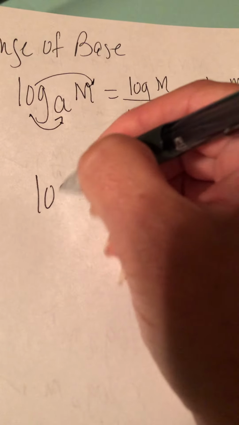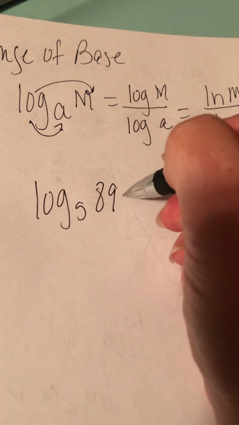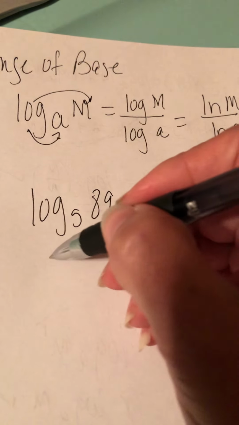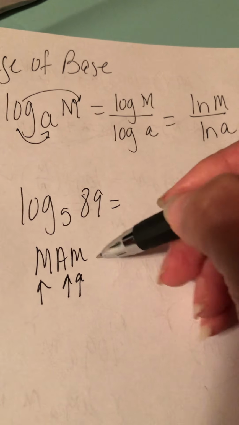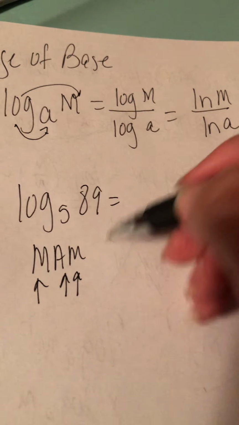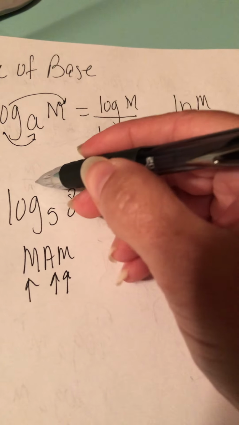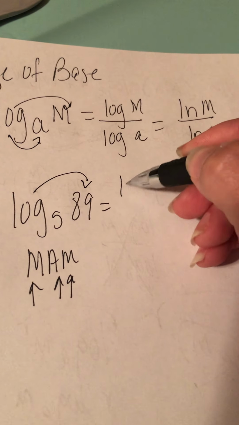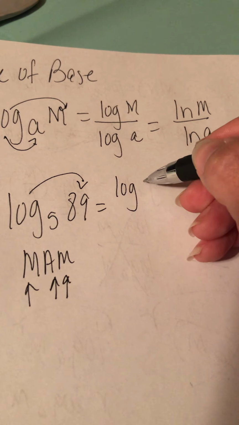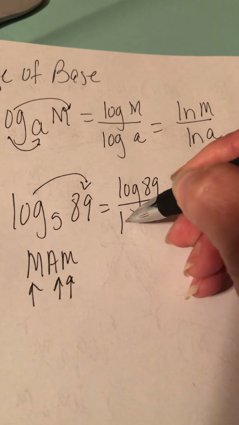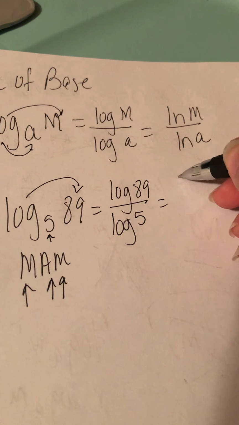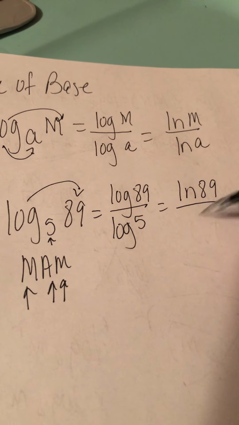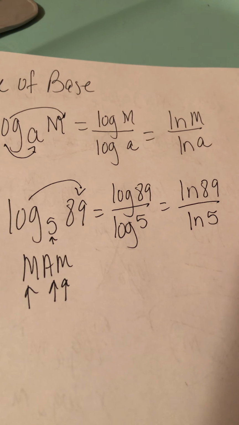So if we have the problem, let's say log base 5 of 89, we know that we can do MAM on our calculator: math, alpha, math, and we can get the answer. But back in the day when we couldn't get the answer, we had to use change of base, and we change it to log base 10. So we take the log of 89 and put it over the log of our little number here, which is 5. And you can also do a natural log and get the exact same result, okay?